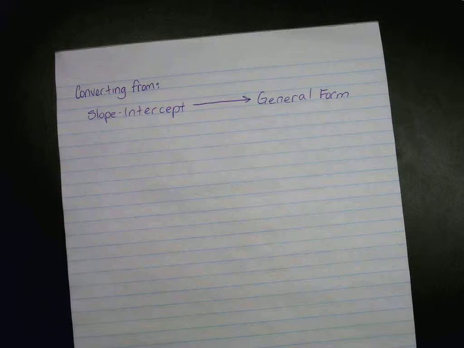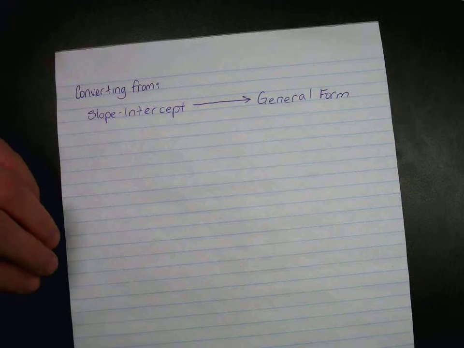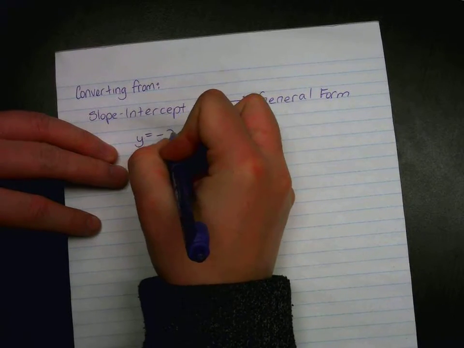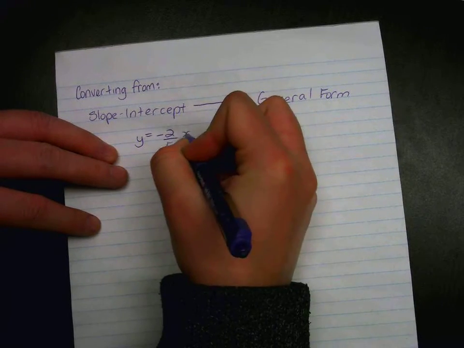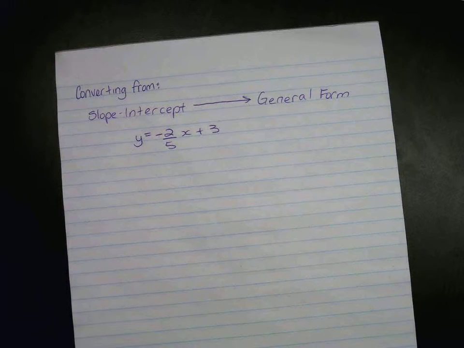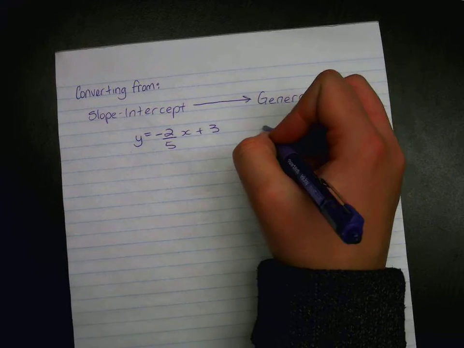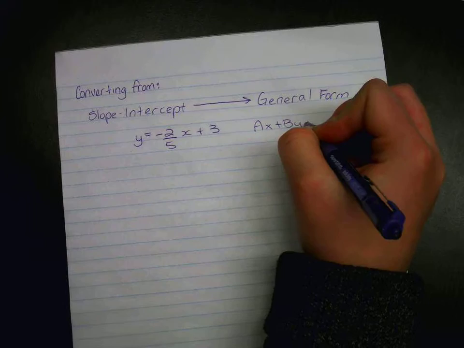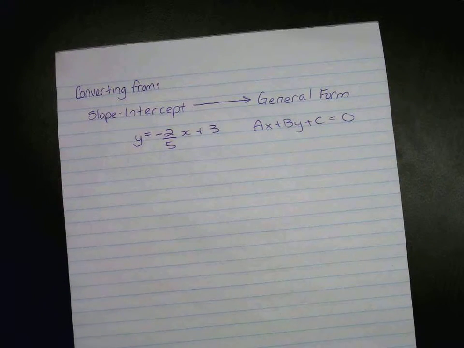This video is teaching how to convert from slope-intercept form of a line to general form of a line. So we're going to start with the example y equals negative 2 over 5x plus 3. If you recall, general form of equation is ax plus by plus c equals 0.